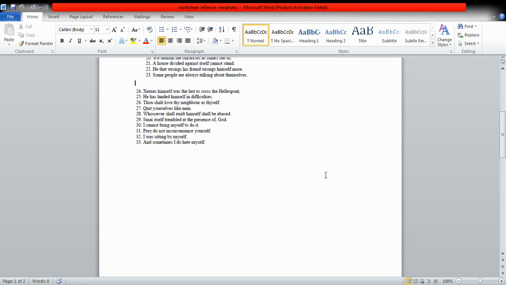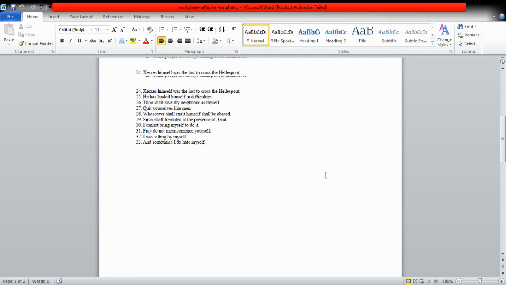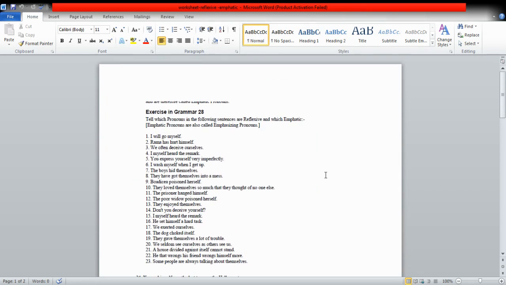So I think, students, the answer key is available over here. You can also check all your answers of the whole worksheet with the answer key. So this is what I wanted to tell you, that if you want to identify the reflexive and emphatic pronoun, you must keep this in your mind, that a reflexive pronoun always acts as an object in the sentence. On the other hand, the emphatic pronoun or the intensive pronoun just puts emphasis over the subject.